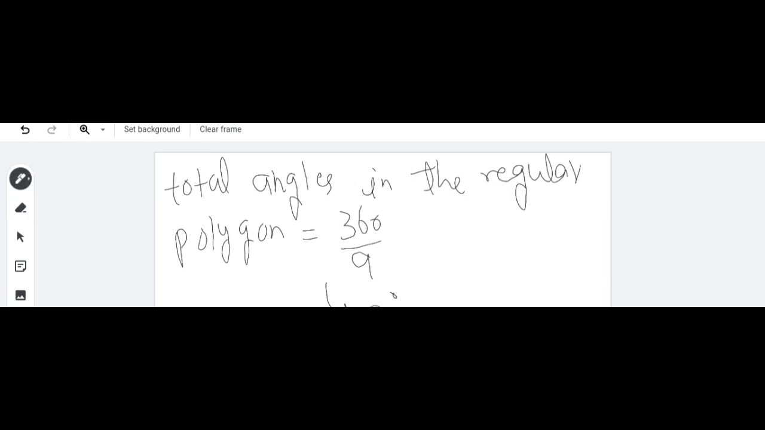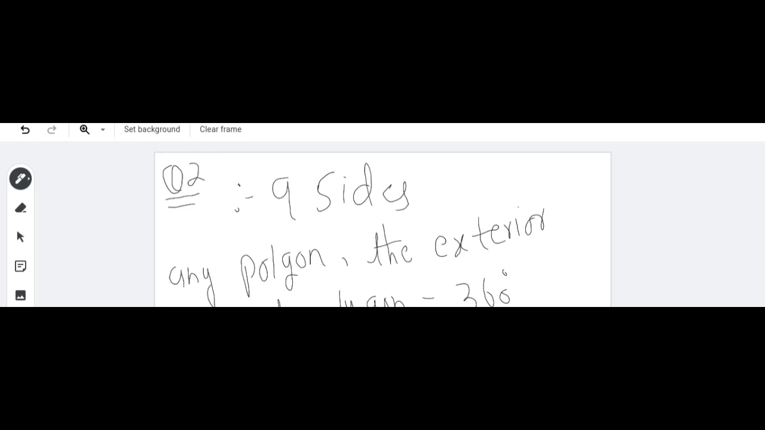Then each angle of a 9-sided regular polygon is 40. Okay, you have to write this. Should I start writing from total angles, right? Yes, no, you have to start writing from here. Let me finish, then I will share the screen from this page.